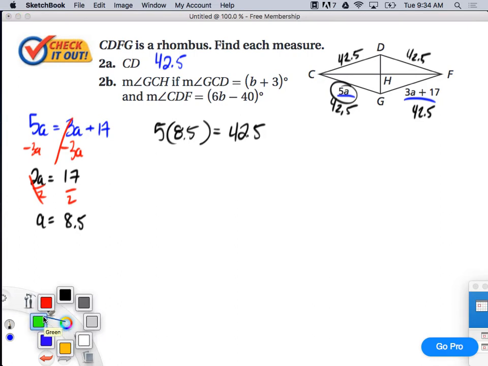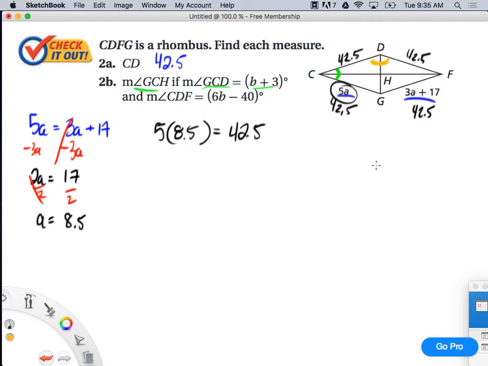Then it says the measure of angle GCH, find that measure if GCD is equal to B plus 3. So GCD is B plus 3, and CDF, that's this one, CDF is 6B minus 40.